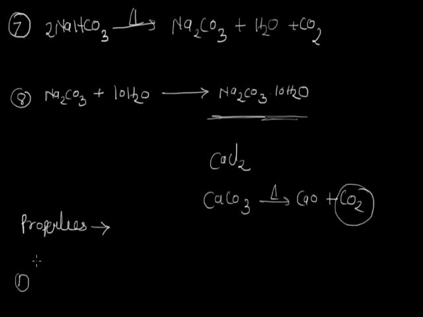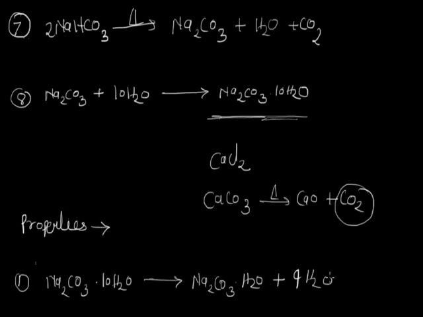According to the reaction, Na2CO3.10H2O, called water of crystallization, when exposed to the air, loses 9 molecules of water and becomes Na2CO3.H2O. This process is called efflorescence, and these types of salts or compounds are called efflorescent compounds.